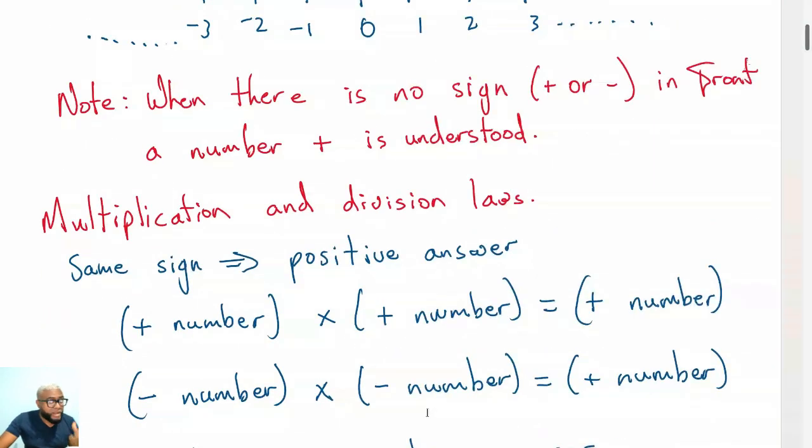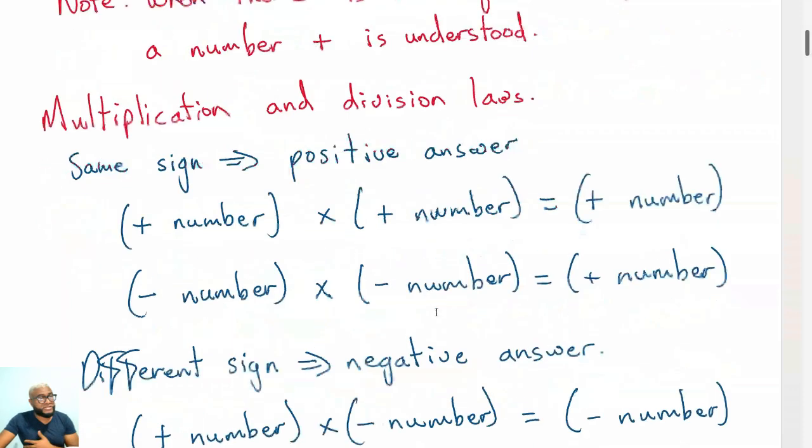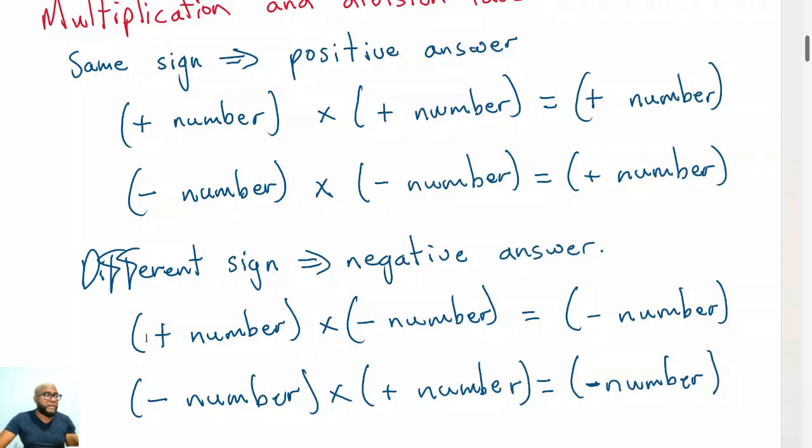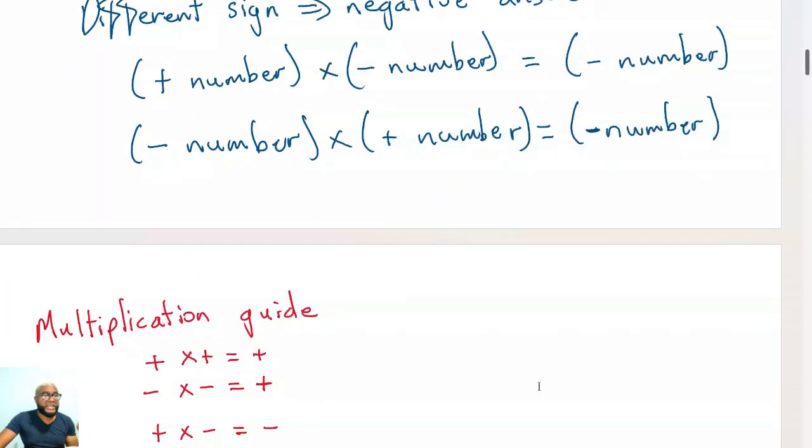We have our multiplication and division laws. Same sign implies a positive answer. So a positive multiplied by a positive gives me a positive number, and a negative multiplied by a negative gives me a positive number. Once it's the same sign and you multiply, you get a positive answer. Different signs: a positive number multiplied by a negative number gives me a negative number, and a negative number multiplied by a positive number gives me a negative number.